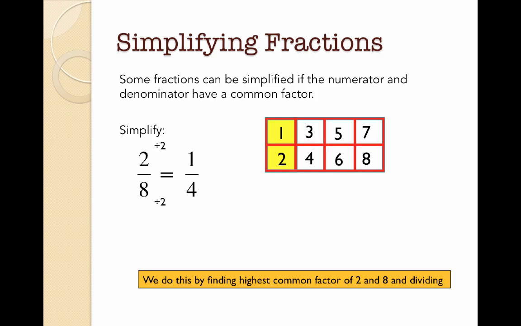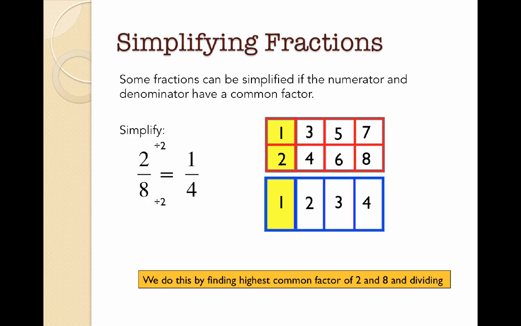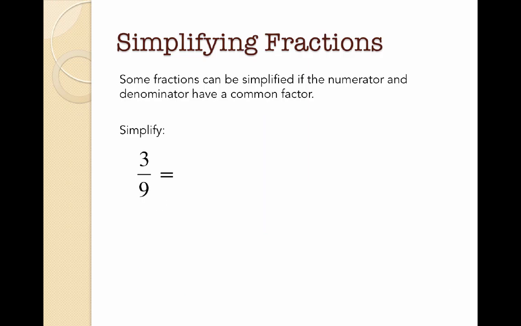Here I have 8 equal parts and I've shaded in 2 of them. This is 2/8. I have the same shape, but this time it's divided up into quarters. What you'll notice is that the area that is shaded in both of these shapes is exactly the same. That is, 2/8 and 1/4 are the same size.